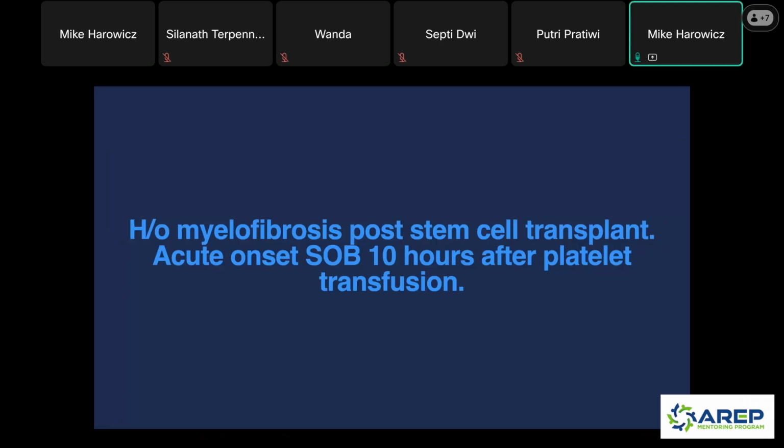So this patient that I'm going to show has a history of myelofibrosis, and they got a stem cell transplant for that, and they needed pretty regular platelet transfusions because of low platelet counts. And so they recently got one, and now they have acute onset shortness of breath.